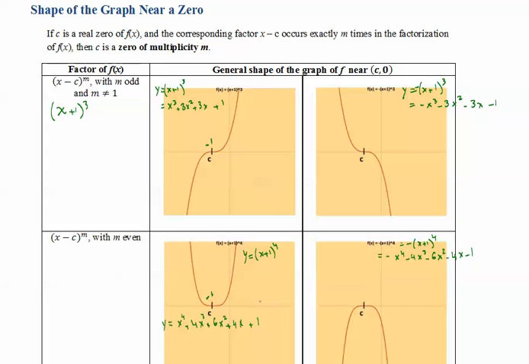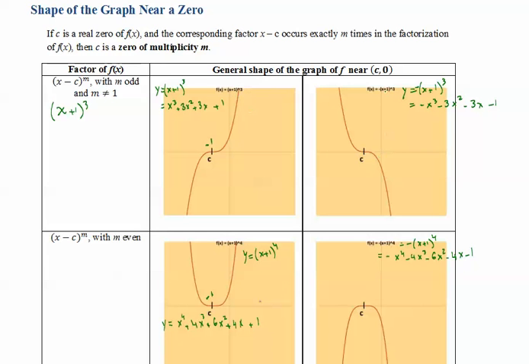Hello, in this video we'll study the shape of the graph near 0. If c is a real zero of f of x and the corresponding factor x minus c occurs exactly m times in the factorization of f of x, then c is a zero of multiplicity m. We call it a zero of multiplicity m. An example would be (x plus 1) to the third. So x equal to negative 1 is a zero of multiplicity 3.